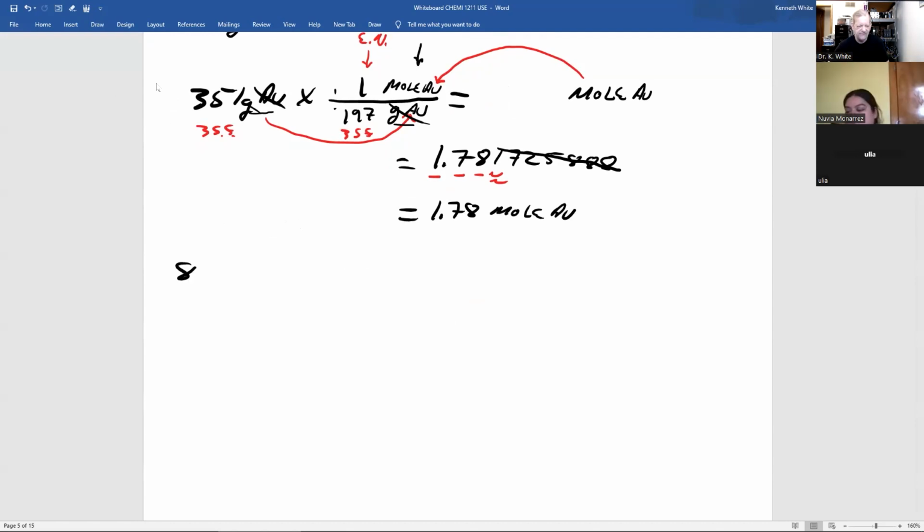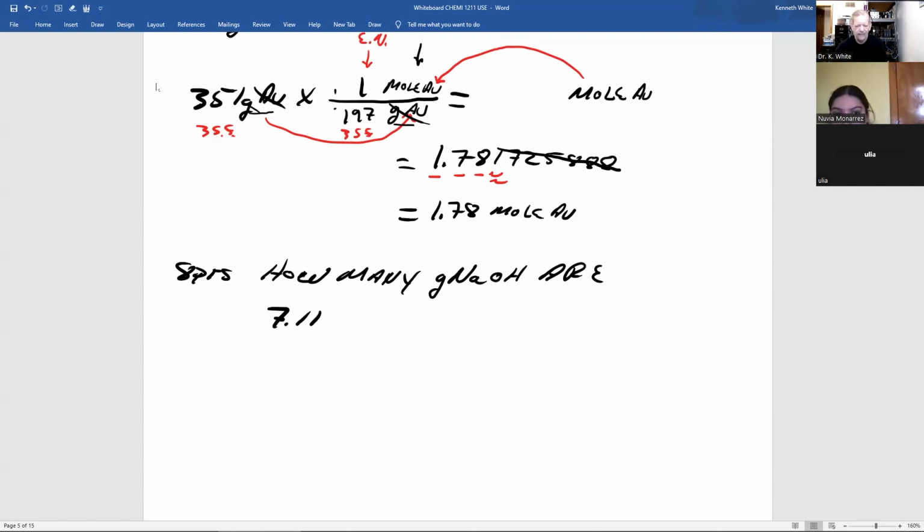Let's do another one. NaOH is sodium hydroxide, and it's an important chemical the various industries throughout the world use to make things.